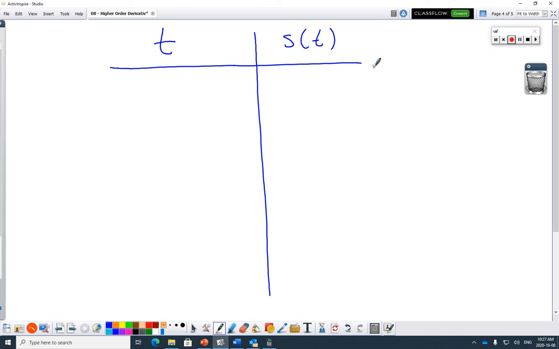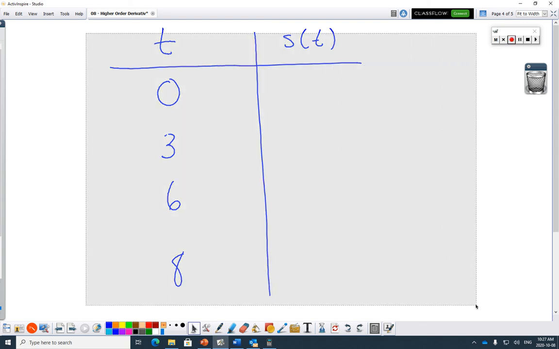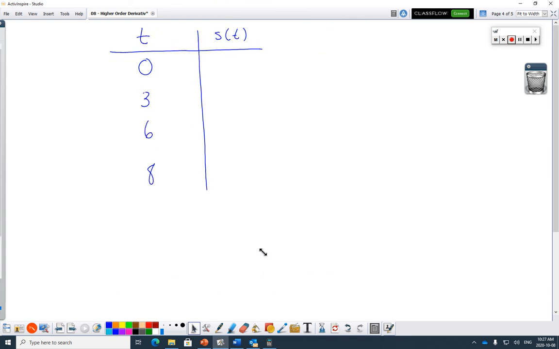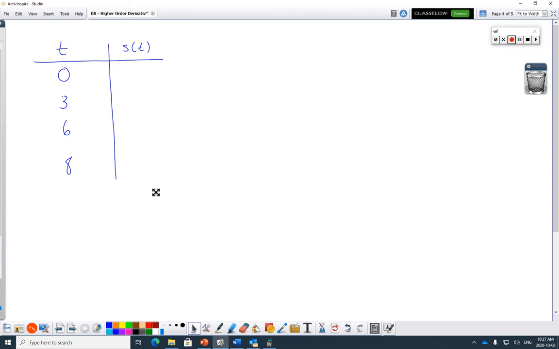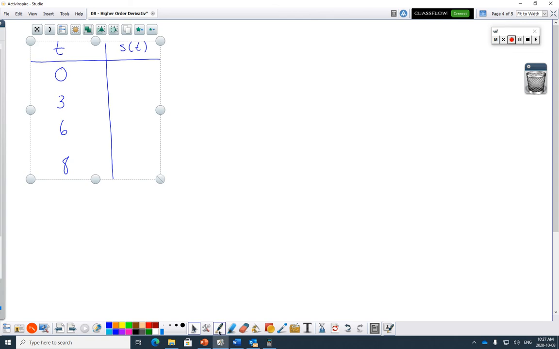In this table, I'm going to put the time 0. I'm going to put the time 3. I'm going to put the time 6. I'm going to put the time 8. Don't freak out how I chose them. By the end of the question, if I've explained it just right, you'll go, oh, I know how you chose those now. You're not clever. You just needed to know what the heck was going on. And what I'm going to do is I'm going to find out where this object was at all these times.